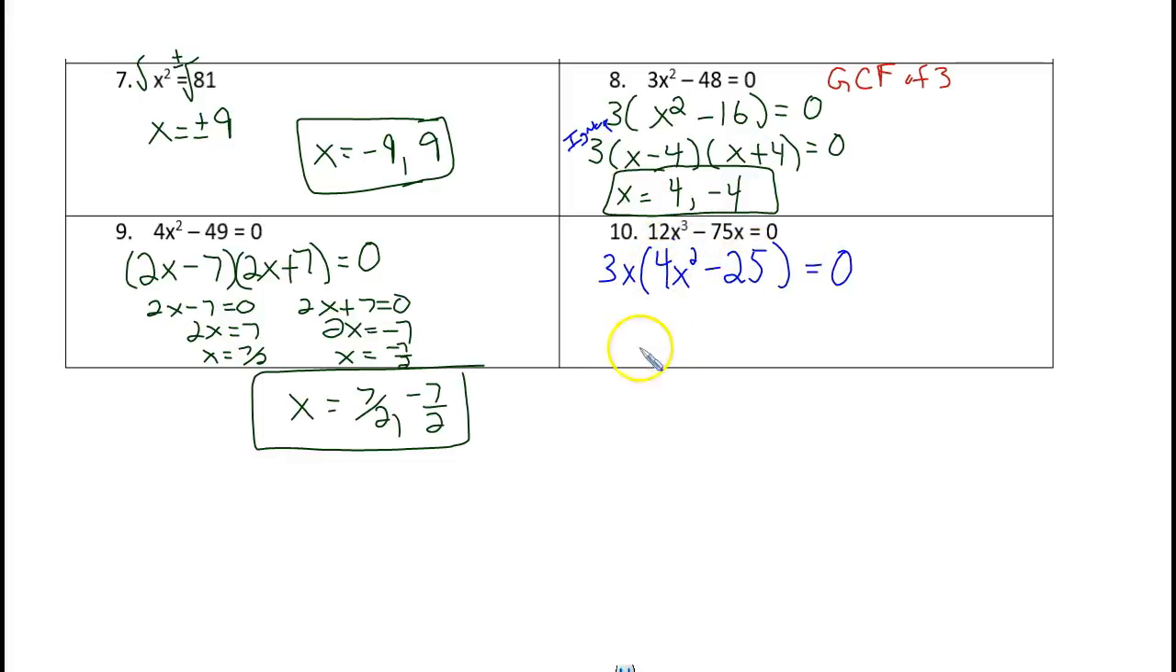Perfect square minus perfect square. So we can break it apart. Now remember, the 3x came out to the front. It stays there. But we break this into two parentheses with square root of the beginning, 2x, square root of the end, 5, minus and plus.